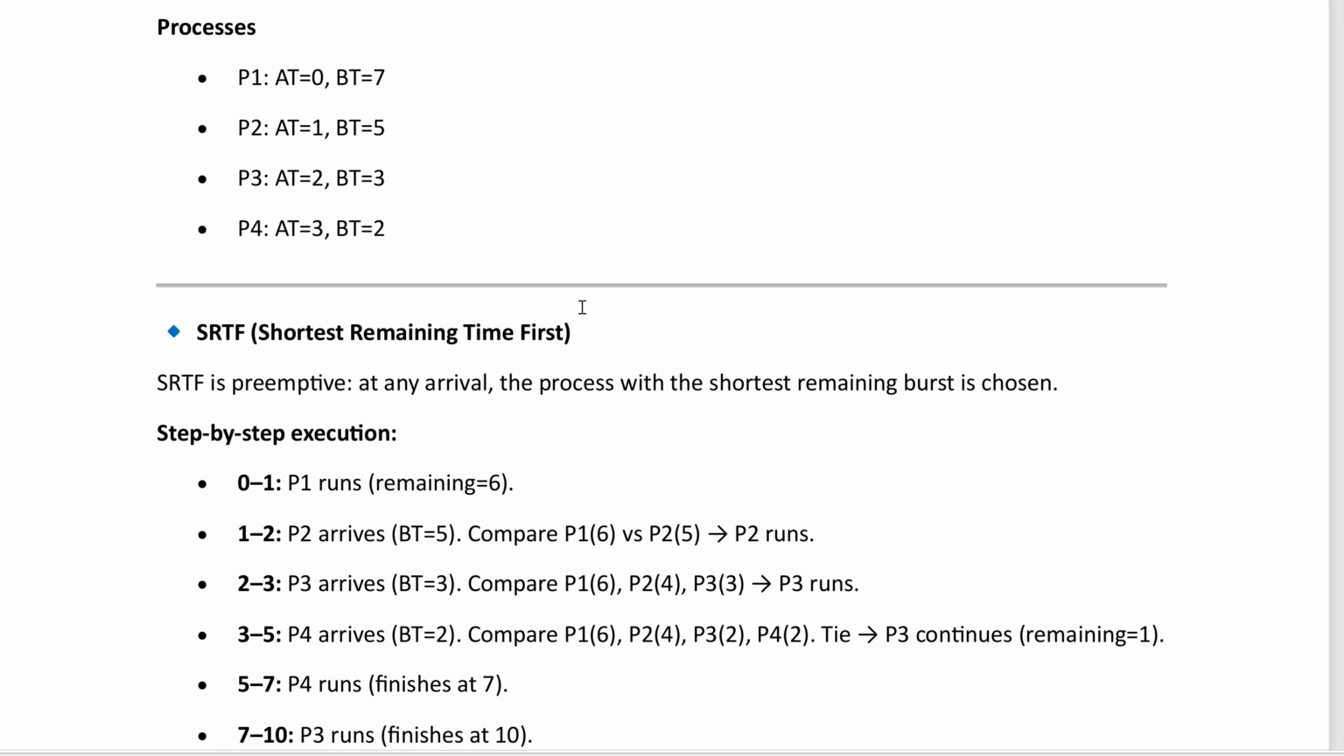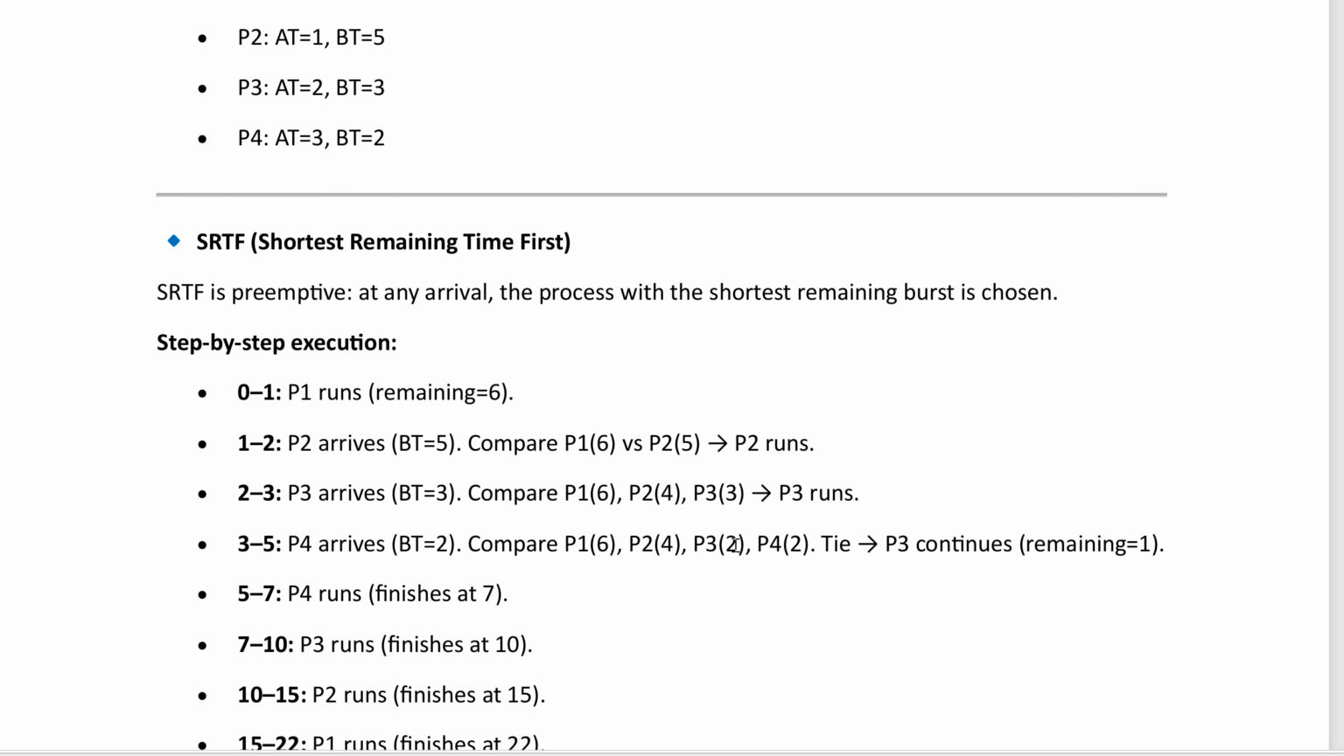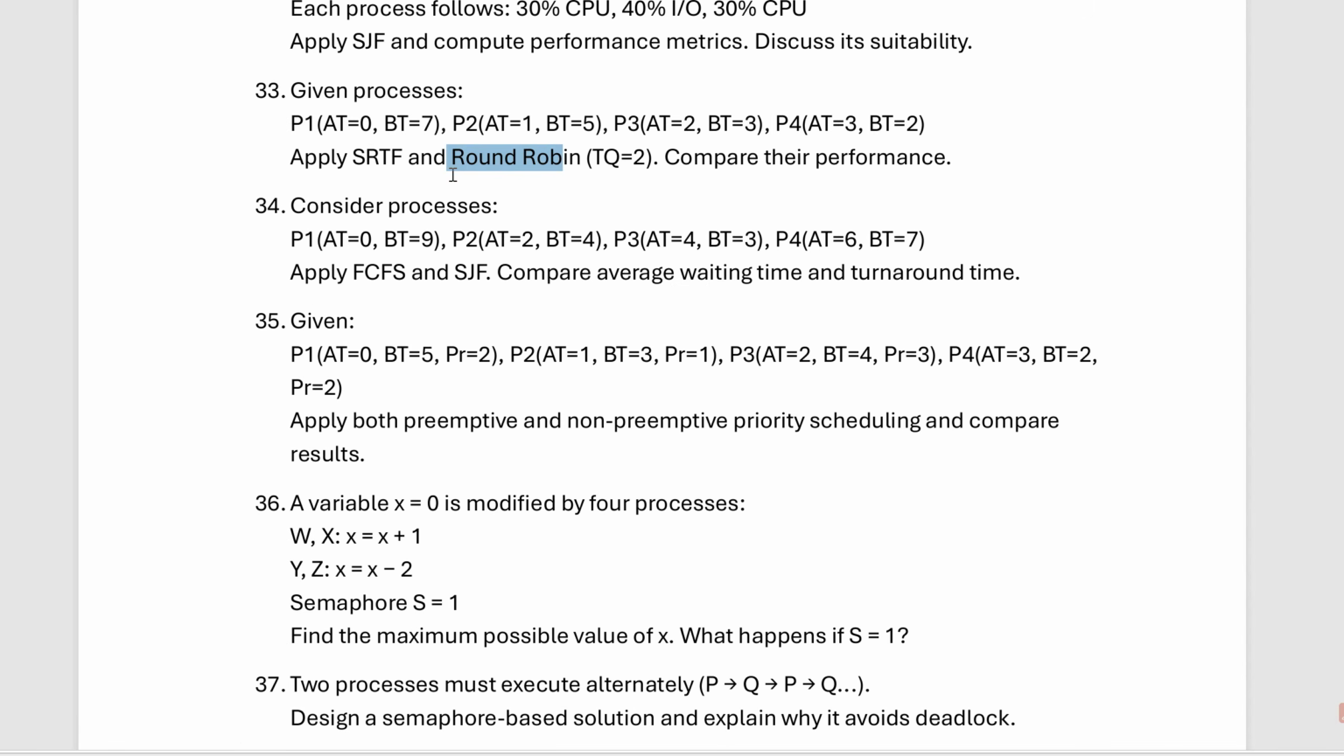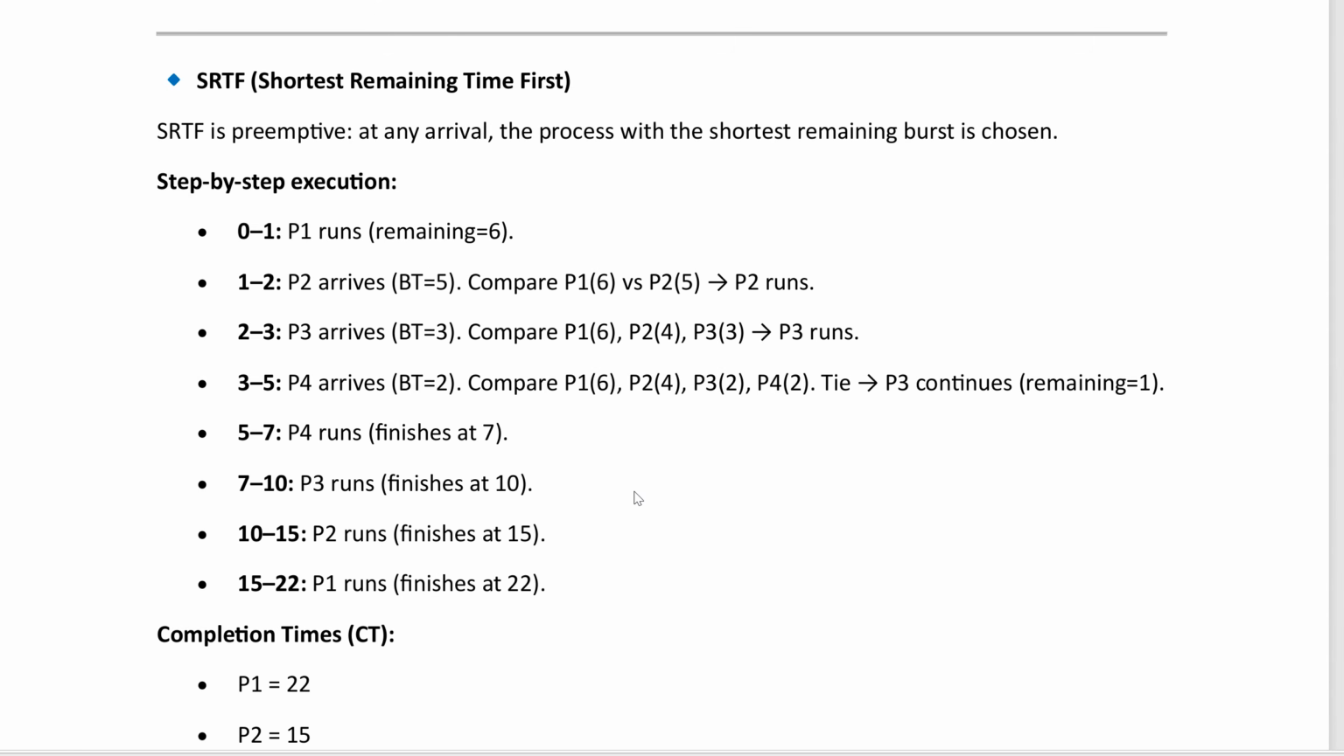You can see the solution of this problem. This is the step-by-step execution. Using this step-by-step execution, you can easily draw the Gantt chart. Clear? So we have to apply two algorithms. Shortest remaining time first means preemptive. SJF was non-preemptive. SRTF, shortest remaining time first, is preemptive. Then round robin. Clear? So you can apply first SRTF, then round robin.